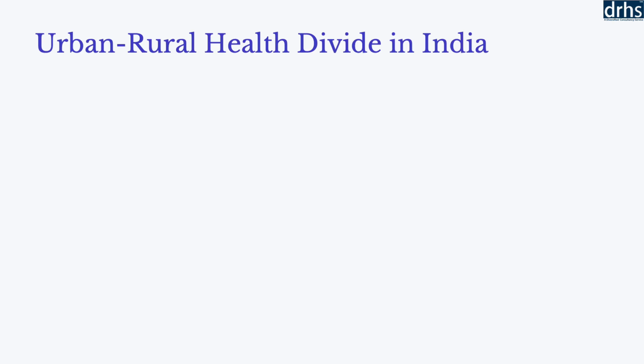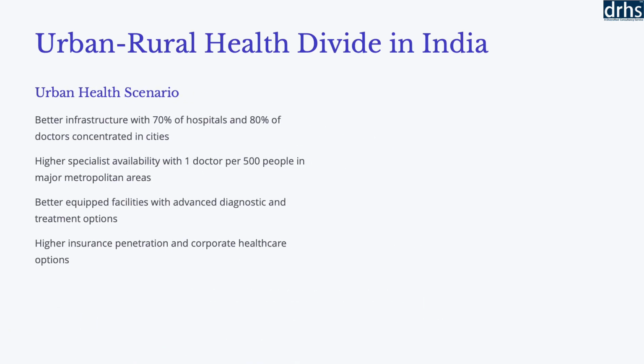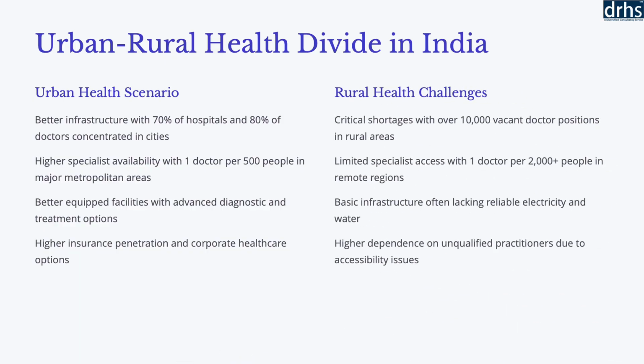The urban health scenario is characterized by concentrated resources. Approximately 70% of India's hospitals and 80% of its doctors are located in urban areas, which house less than 35% of the population. Major cities boast a high density of specialists, advanced diagnostic facilities, and greater penetration of health insurance and corporate healthcare options. In stark contrast, rural India, home to over 65% of the population, faces severe challenges.